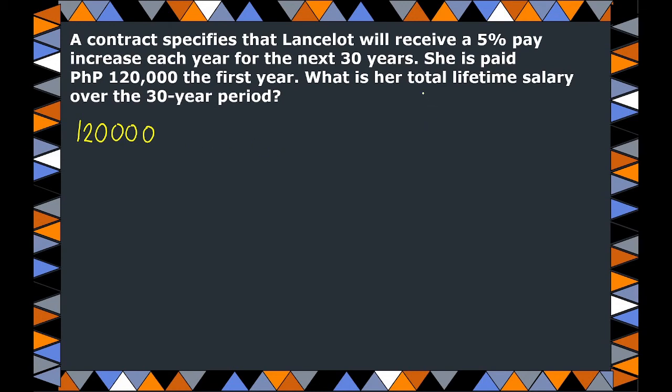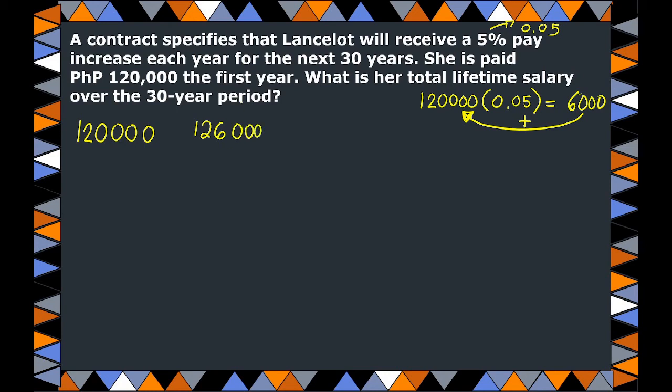To get that, that's very simple. I will get 5% of this, meaning 5% is simply 0.05. So I'll multiply 0.05 for that. So the result is 120,000 times 0.05. The answer is 6,000. What will you do with 6,000? I will add 6,000 to 120,000. So meaning I will be getting 126,000 for the second year.